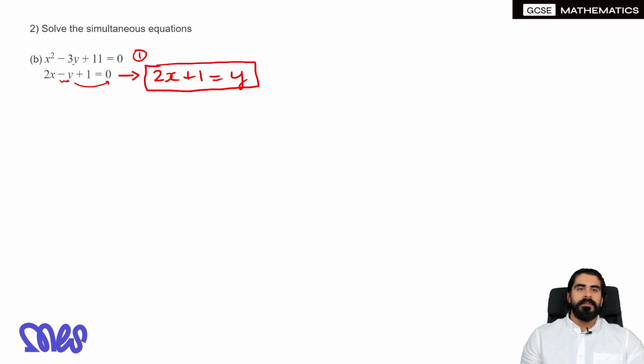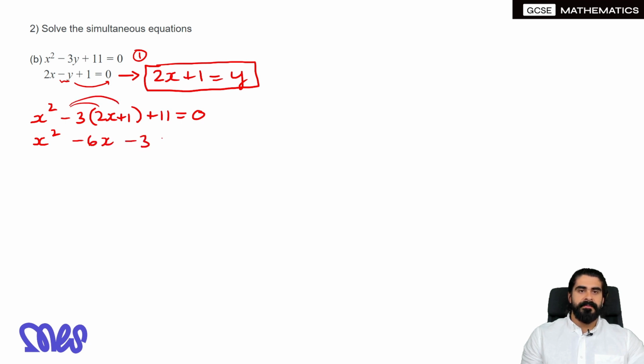Now in equation 1, wherever we see y, we're going to replace it with 2x plus 1. So we get x squared minus 3 bracket 2x plus 1 plus 11 equals 0. Then we expand: x squared minus 6x minus 3 plus 11 equals 0. Minus 3 plus 11 will be plus 8. Factorize. Now here we're going to be using 4 and 2, and both minus.